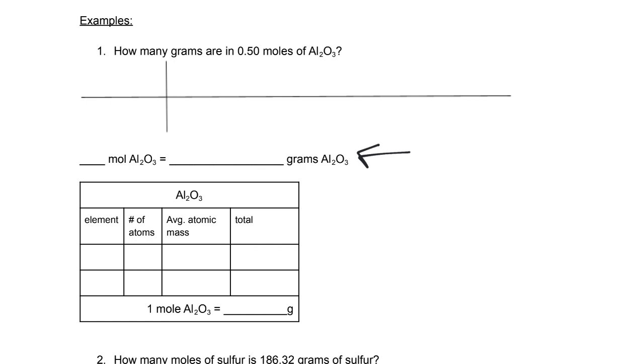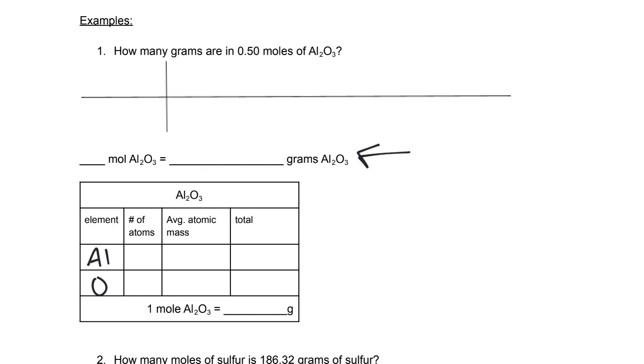And now you're going to have to actually figure out what that is. To do that, you're going to need to fill out this little chart here for Al2O3, just like we were doing last class. So we're going to go back through that again. You start off by looking at all of the elements that are in your compound. Here in this compound, we have both aluminum and oxygen. So I'm going to write aluminum here for my element and also oxygen for my element.